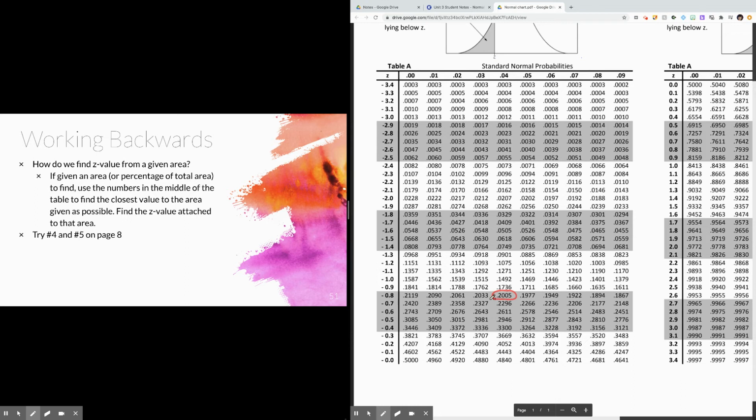Okay, so there's my probability. So I have to then work backwards to figure out what that z value is. So I'm going to read over to the left to get the tenths place, and then read up to get the hundredths place. So that z value is negative 0.84.